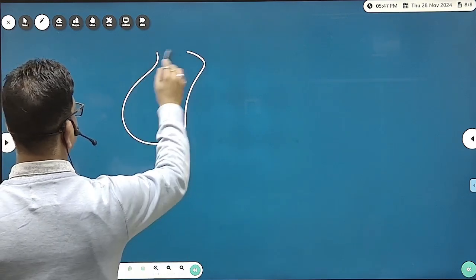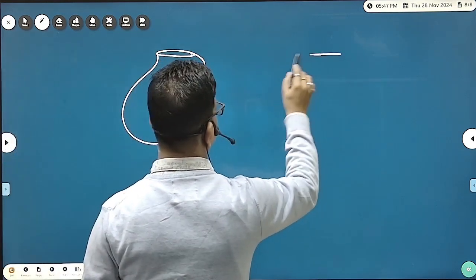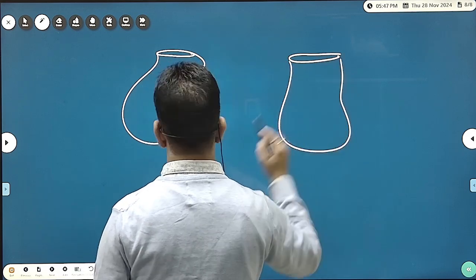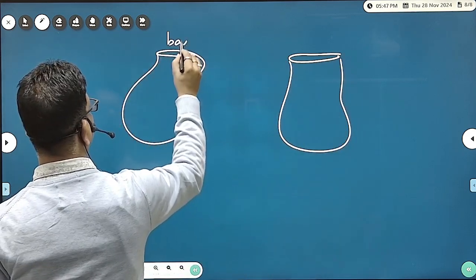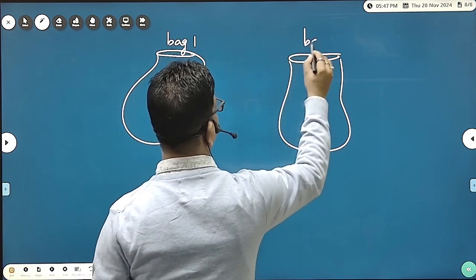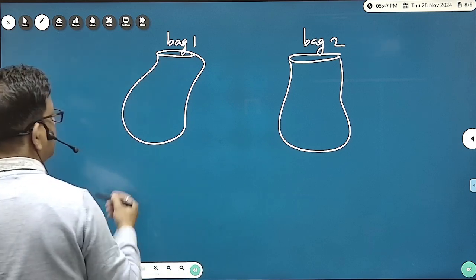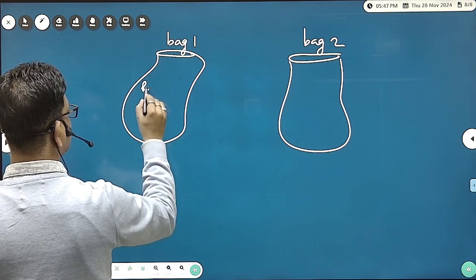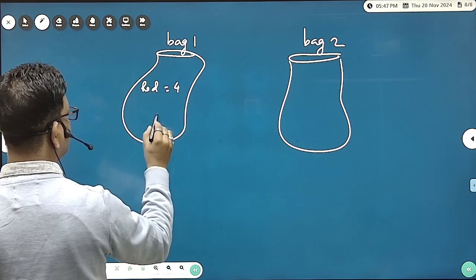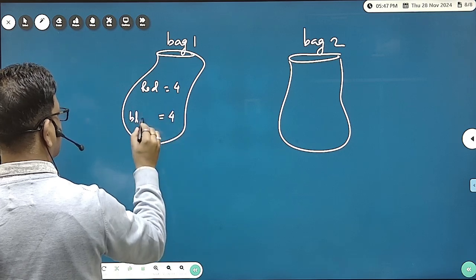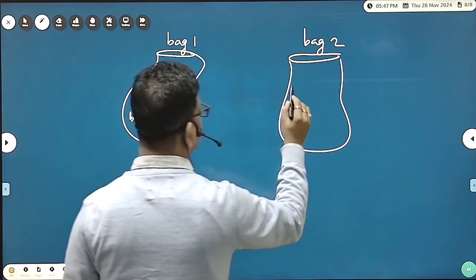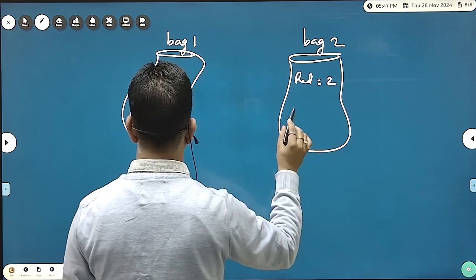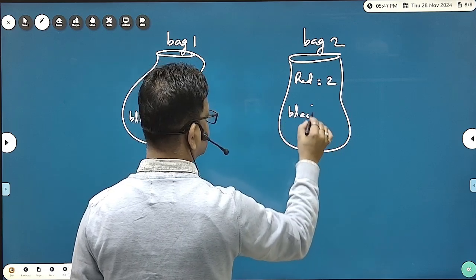Supposing this is bag 1, and supposing this is bag 2. Now in bag 1, how many red balls? Here there are 4 red balls and 4 black balls. In this second bag, red how many? Red 2 and black 6.